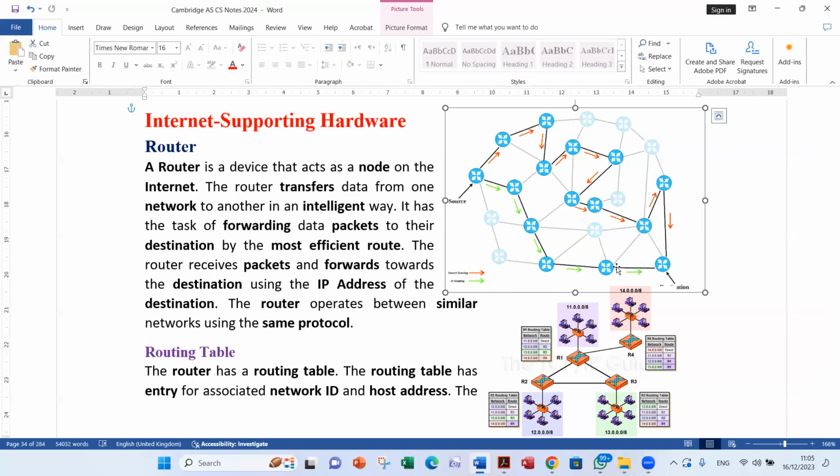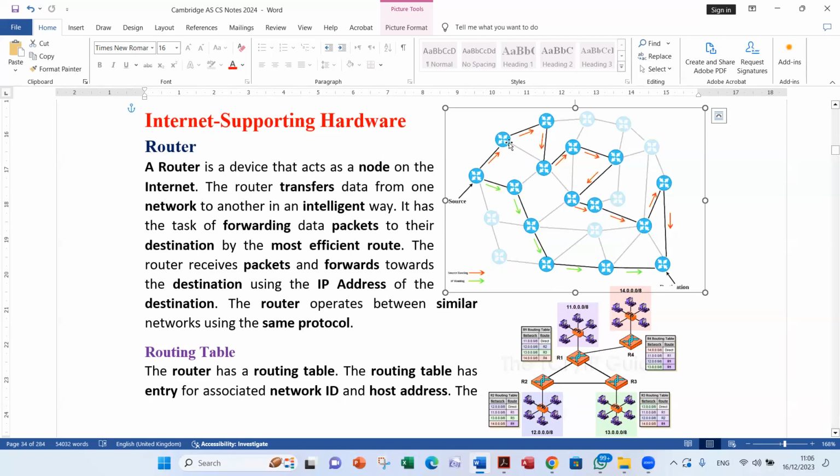Okay, let us read the text now. This is my explanation. A router is a device that acts as a node on the internet. So the internet is just a very big mesh of networks, of routers. The router transfers data from one network to another.